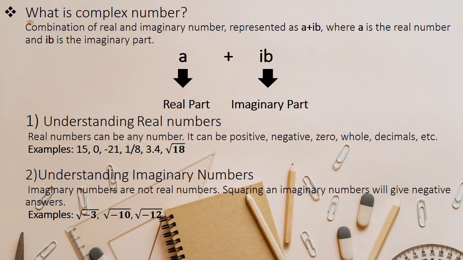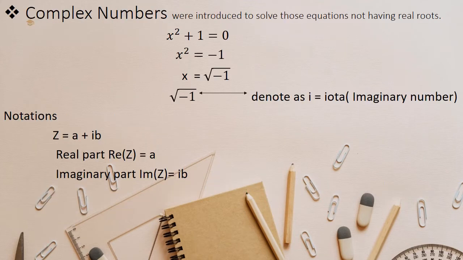Now, what are imaginary numbers? Imaginary numbers are those which are not real numbers. They are basically negative values under the square root. For example, we have under root minus 3, under root minus 10, and under root minus 12. To solve these kinds of equations which don't have any solutions, which don't have real roots, we are being introduced to complex numbers.